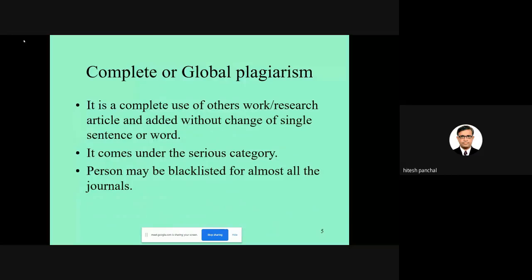Name are complete or global plagiarism. It will always come under the serious category, because sometimes the researcher uses some other's work in his or her research paper. That is called complete or global plagiarism. And the person who is found in complete or global plagiarism will definitely be blacklisted.